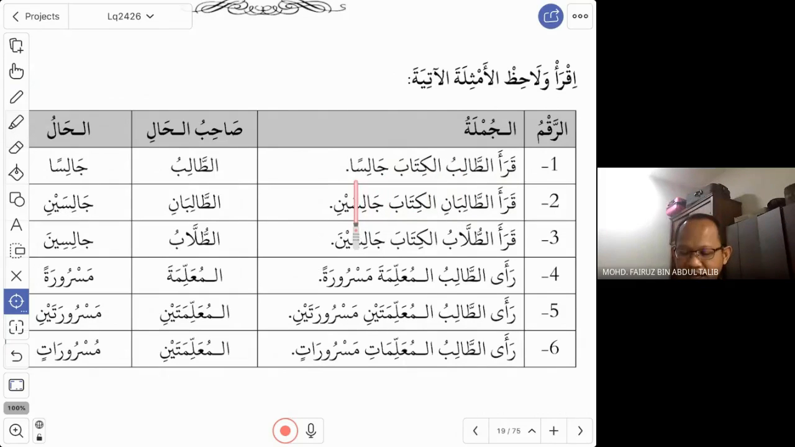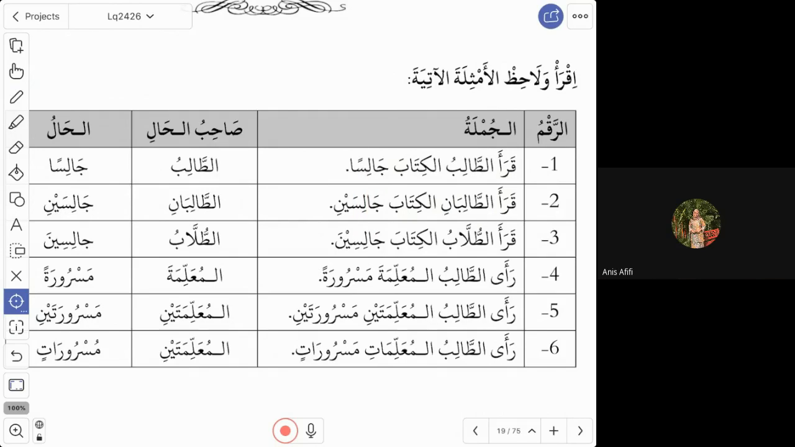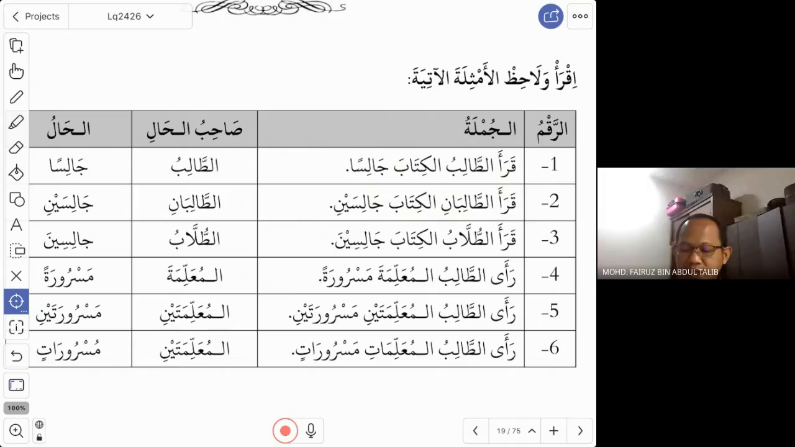So what is the meaning of jalis? This is from the fi'il jalasa. So jalasa, sitting. Yes. So now you want to say the student read the book sitting. Okay. So here this is the hal.